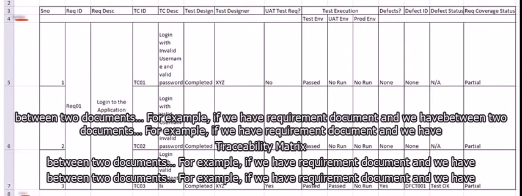Traceability matrix. Traceability matrix may be defined as a document that is used to establish relationship between two documents.